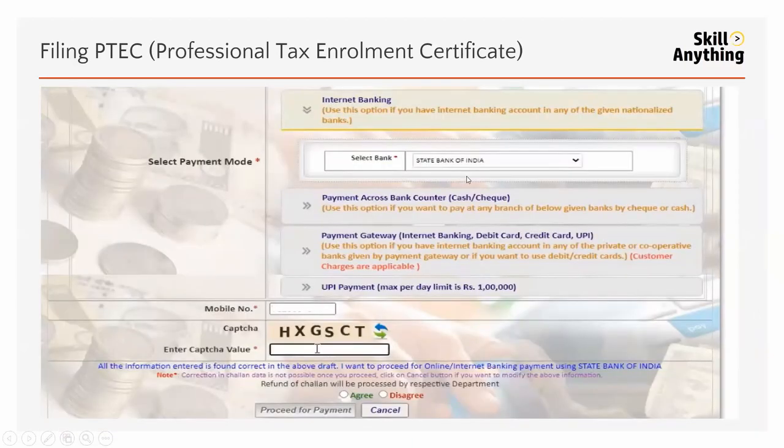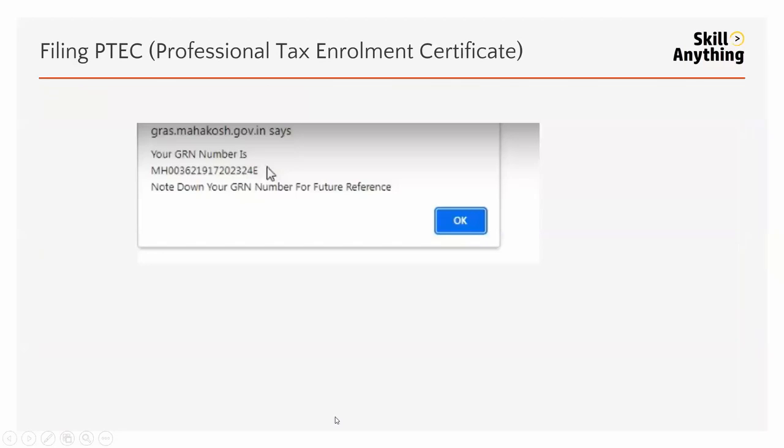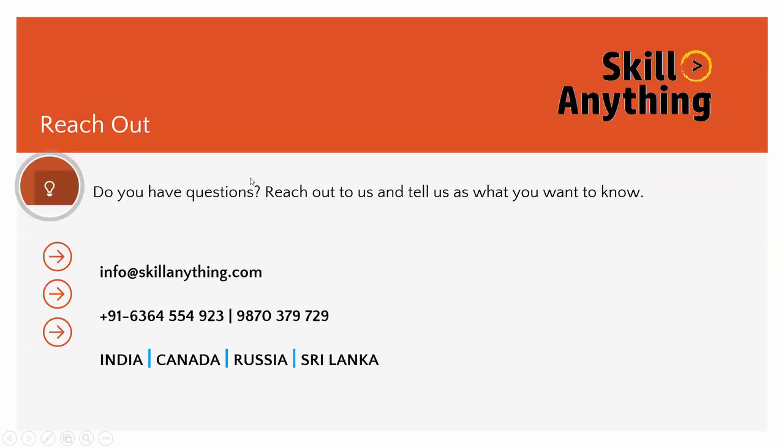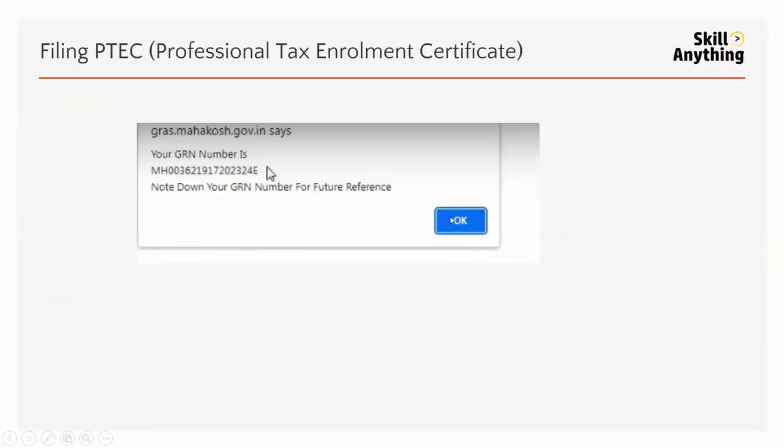Then select the bank. Enter your mobile number, captcha. Then click on agree to the terms and conditions. Then proceed for payment. Once you click on proceed for payment, a dialog box will open. You have to save your GRN number. You have to save this number. Then click on OK. Then you will enter the payment details and do the payment. Once you have done the payment, that payment will be filed as PTC. Payment is done. Its return filing is done.